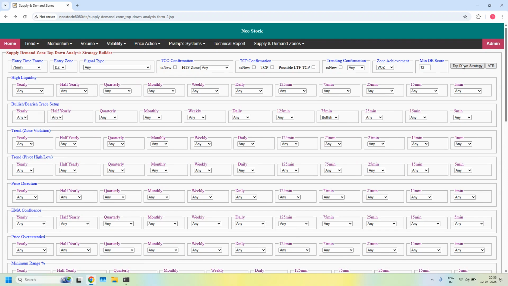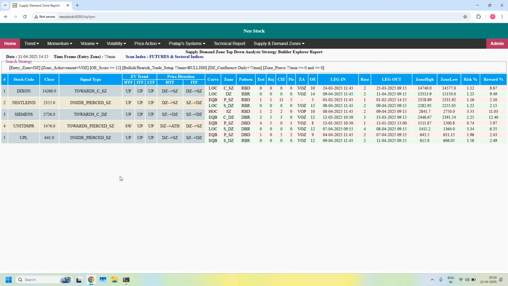By applying the filter, we got 5 stocks. All these 5 75 minutes demand zones might be having much stronger order flow. At the same time, at daily, the trend is up in all the stocks. Because 75 is overlapped with the daily demand zone, and if the daily demand zone is having daily EMA confluence, then the overlapped 75 minutes demand zone might be having much stronger order flow. These are entry time frame zones.